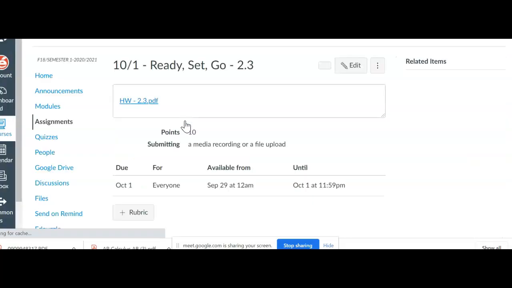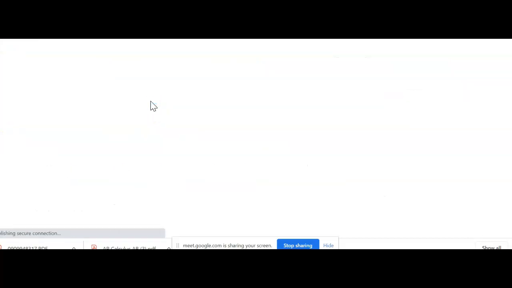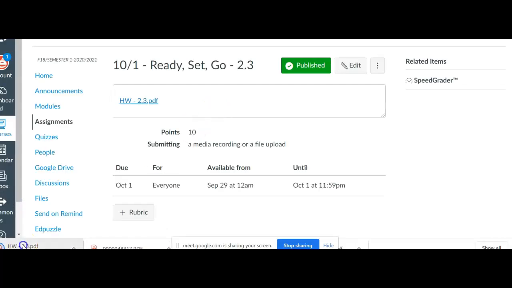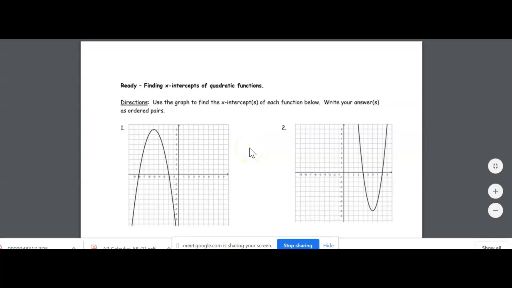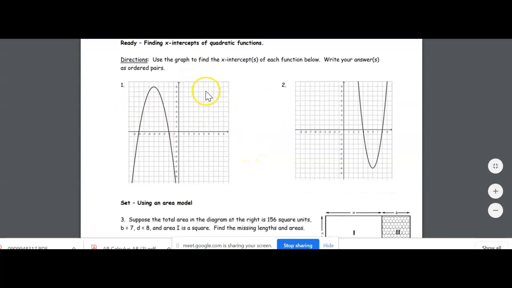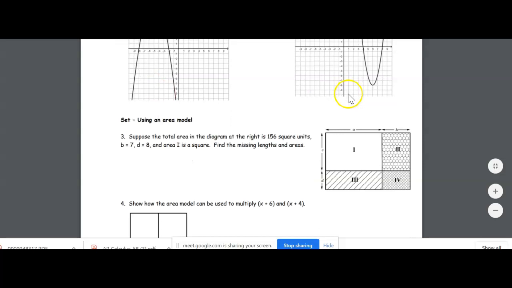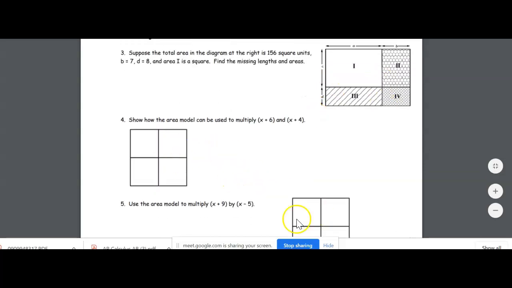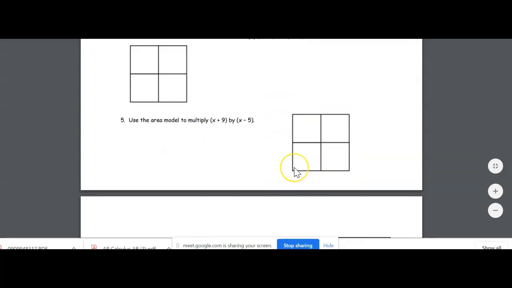It's also your ready, set, go packet. So you have that second packet. Let me show you what it looks like so you can see what this would look like when you get your packet. It should say 2.3 at the top. Ready, set, go. We're starting to slow down a little bit. And you're looking at these couple of problems to start. A couple parabolas, and then you're going to start to see these little square things, what we've been doing here for the last 3 days.